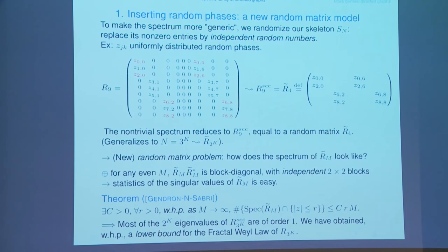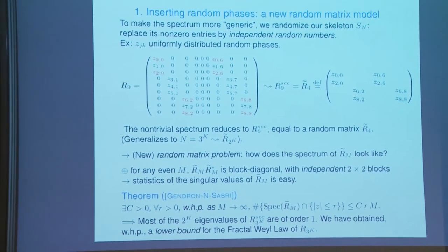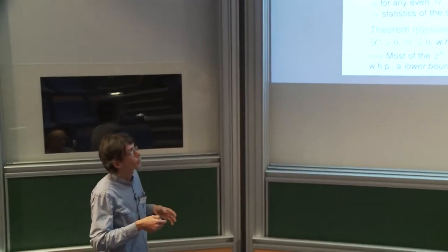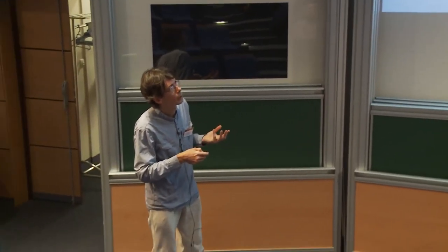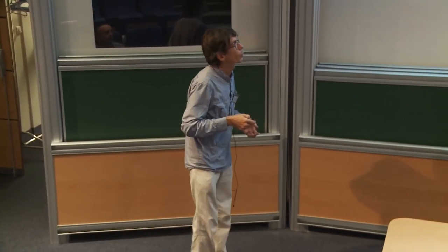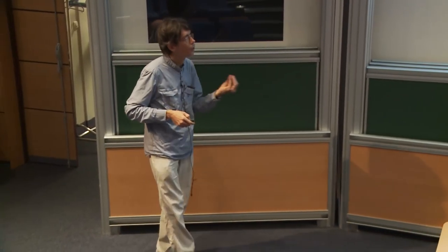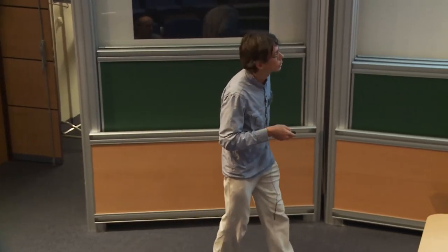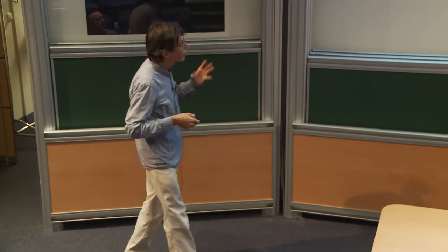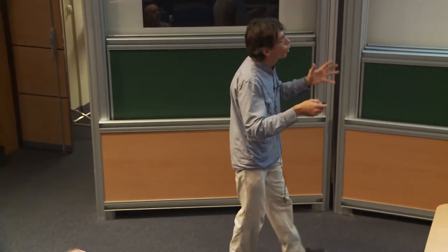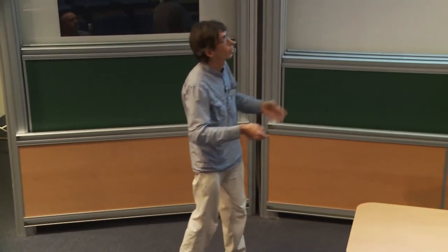We don't have an asymptotic distribution of the spectrum of this matrix, but this is, let's say, a first result. We know that generically this matrix does not have a non-trivial kernel, and also it does not have an accumulation of small eigenvalues close to the origin. This is sufficient to give us a lower bound for this fractal Weyl law, a lower bound about how many eigenvalues are not small.